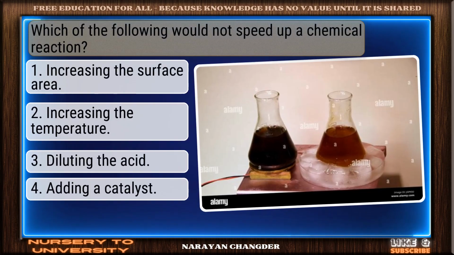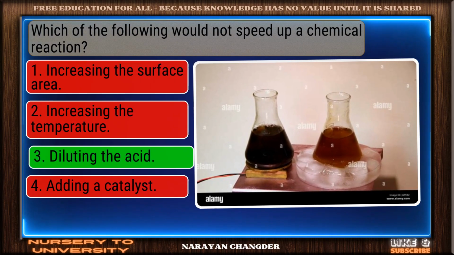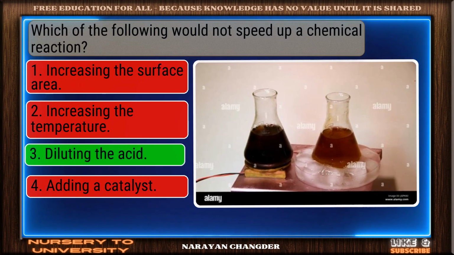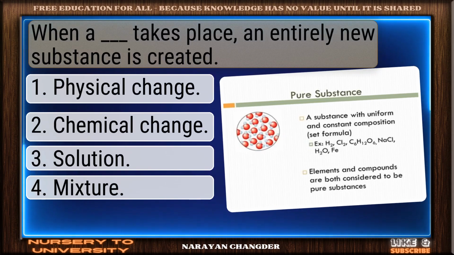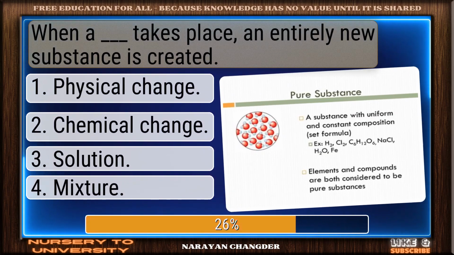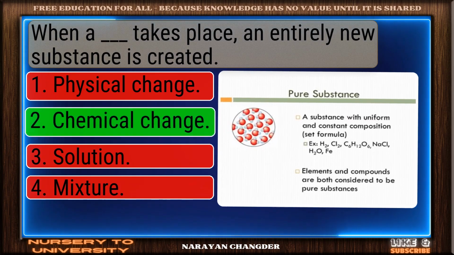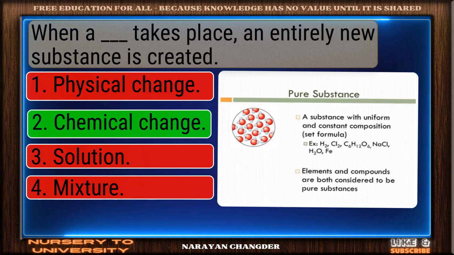Which of the following would not speed up a chemical reaction? Solid response. Diluting the acid is a valid choice. When a dash takes place, an entirely new substance is created. Correct response. Chemical change is the most accurate answer.